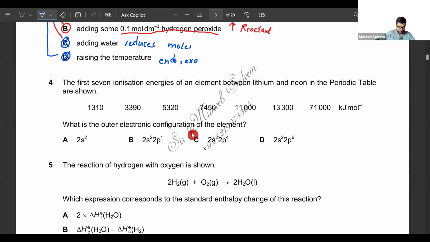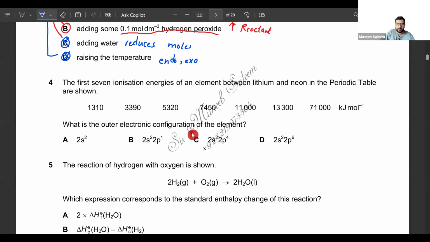Now, question number 4. The first 7 ionization energies of an element between lithium and neon are represented here. We have to tell the electronic configuration of that element. If we look at the differences, that will tell us how many valence electrons are there in that element.